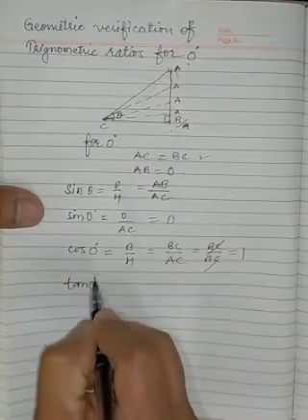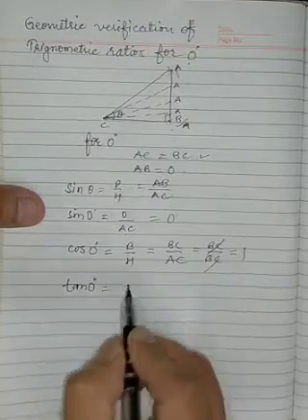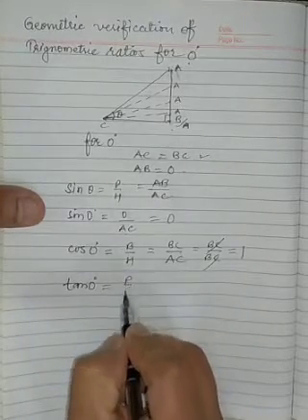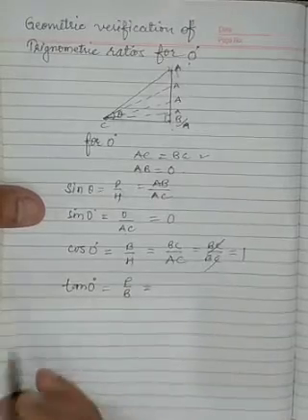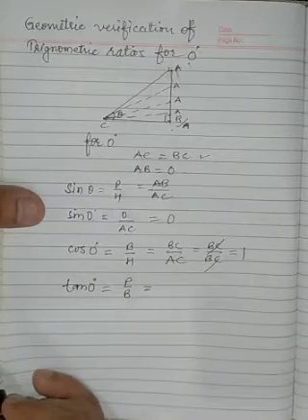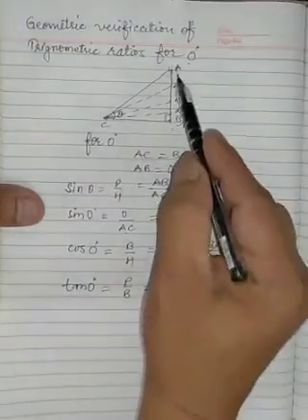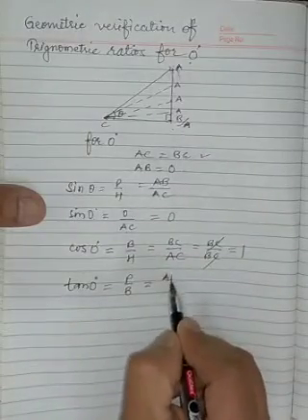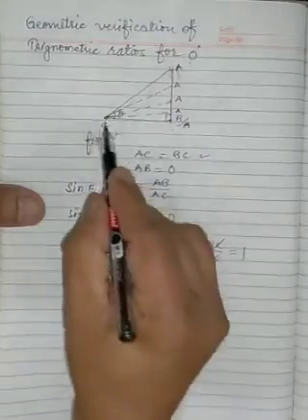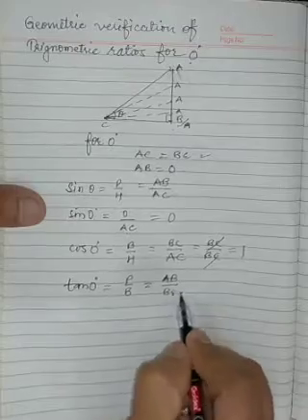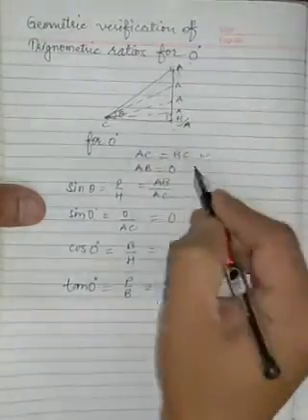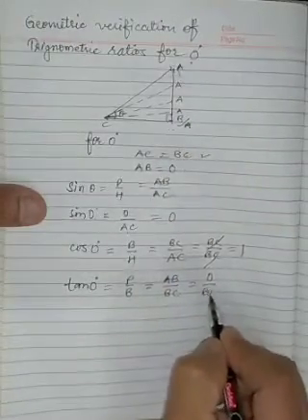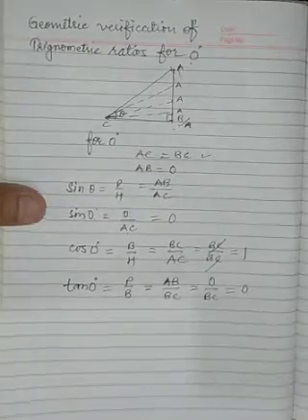Now tan 0 degree. As we know, tan theta is equal to perpendicular upon base. So tan 0 degree is equal to perpendicular AB upon base BC. And as AB has become 0, 0 upon BC will be equal to 0.